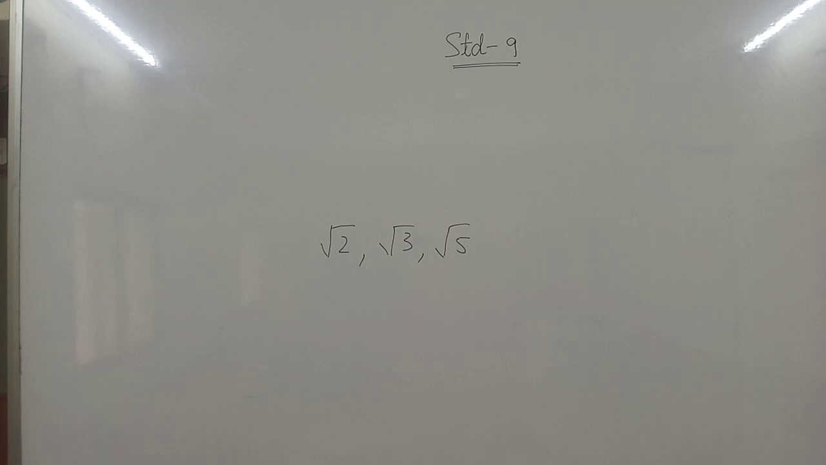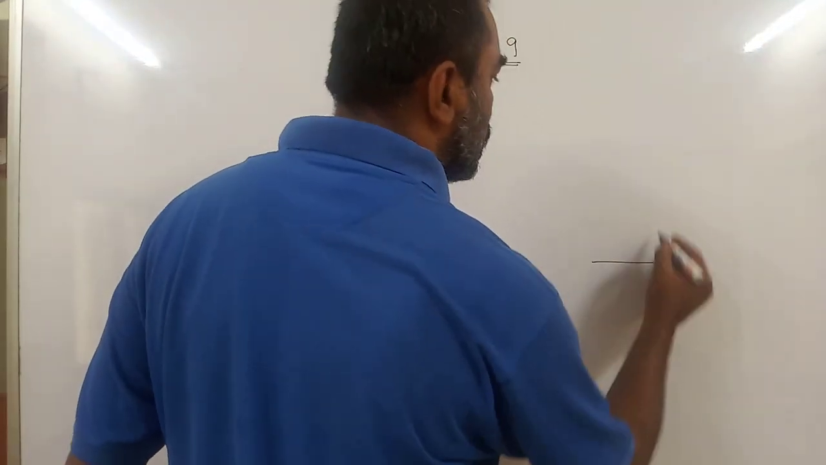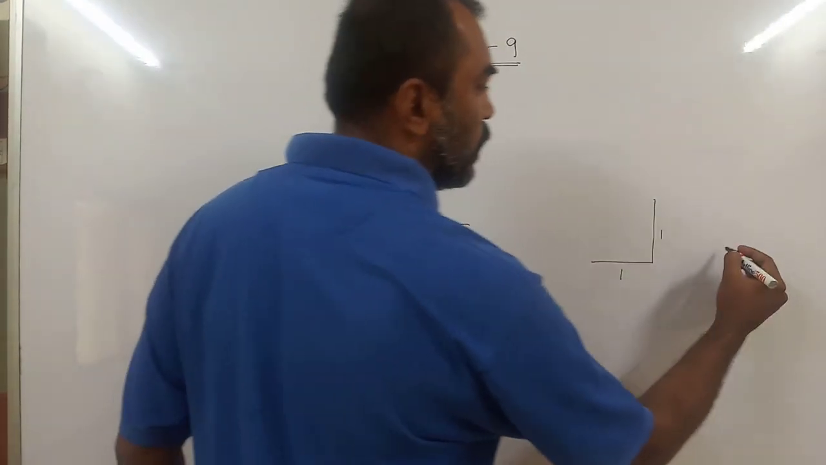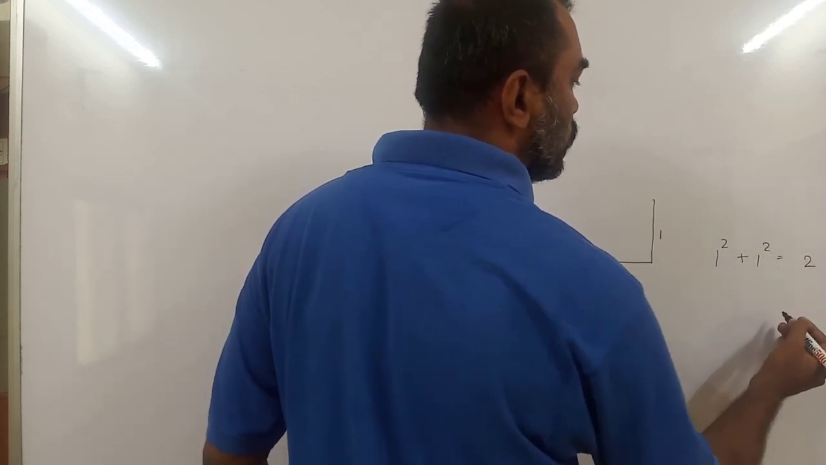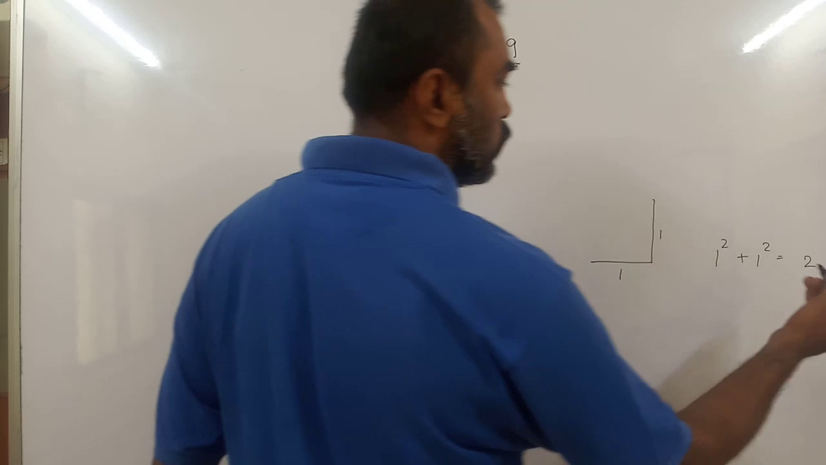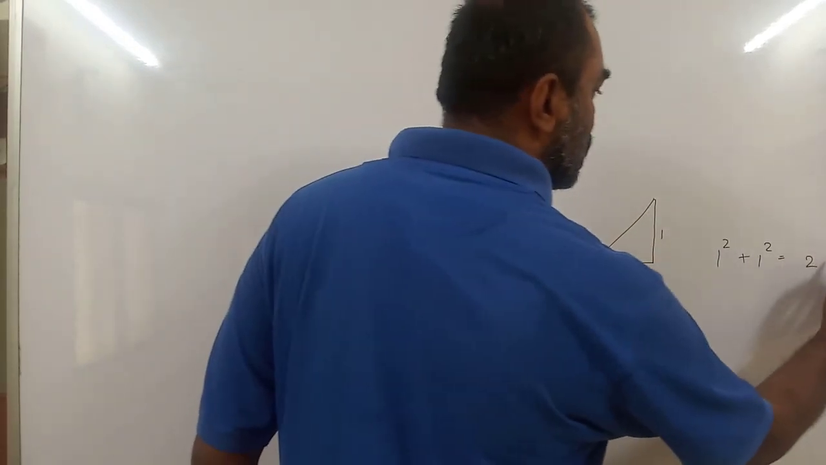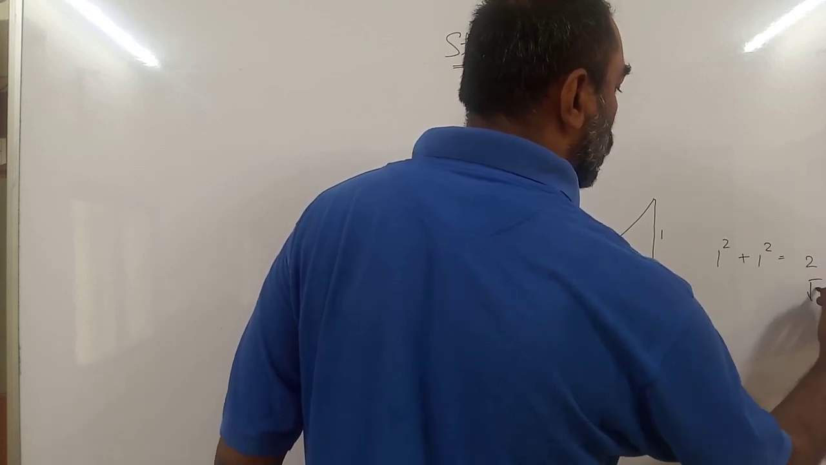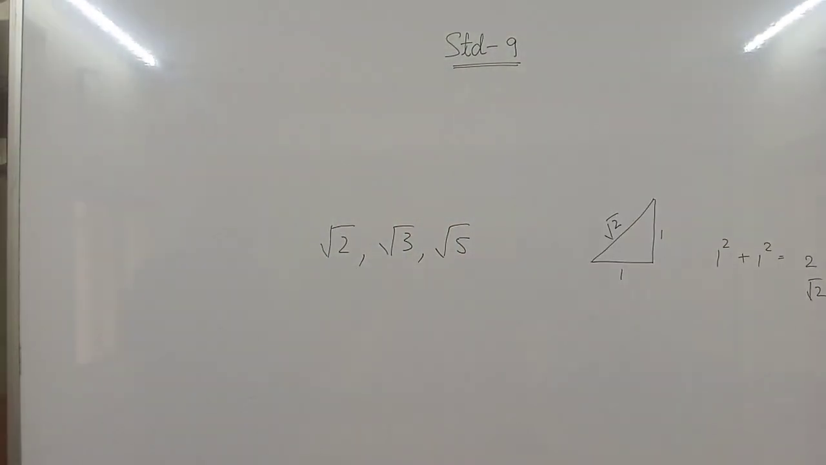So what is the spiral? We take 1 unit and 1 unit. So this is 1 unit and 1 unit. 1 square plus 1 square equal to 2. This is using the Pythagoras theorem. So we get this distance, so this distance square is 2. So the distance is root 2. So this distance we get root 2 using the Pythagoras theorem.